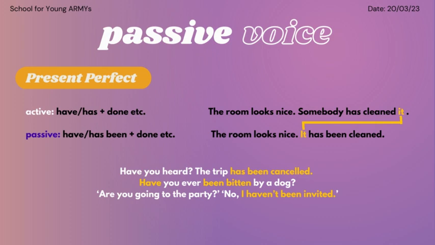Okay, so let's see: the room looks nice, it has been cleaned. So the action in the past is that the room has been cleaned, and the direct consequence is that the room looks nice. Have you heard the trip has been cancelled? Have you ever been bitten by a dog? Are you going to the party?